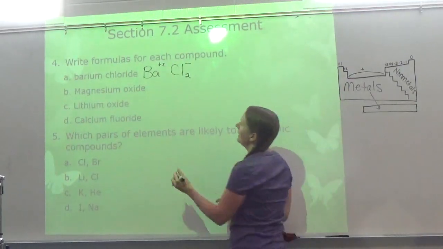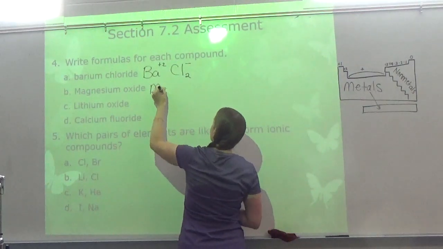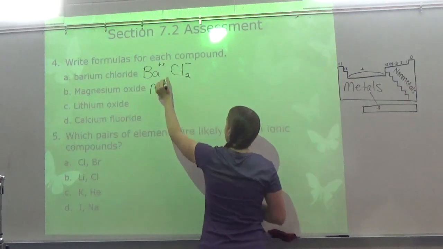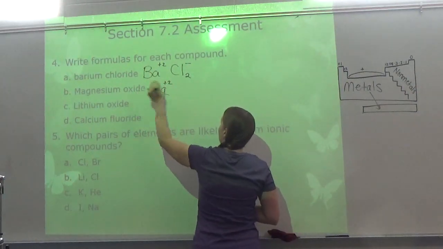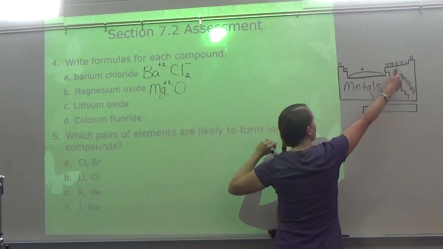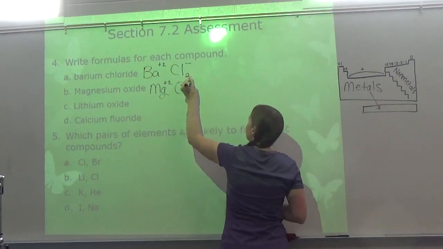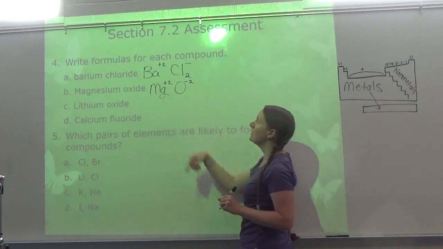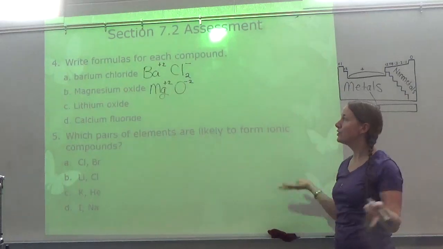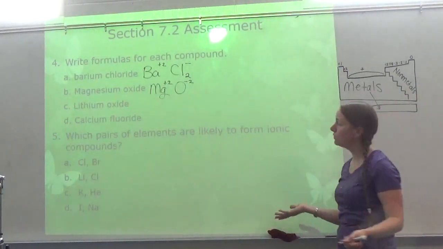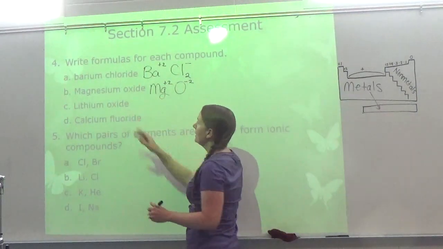All right, next one is magnesium oxide. So magnesium's Mg. It's in group 2, so it has a positive 2 charge. Oxide is just oxygen. It's in group 16, so it has a negative 2 charge. So positive 2 and negative 2, they already cancel, so I don't need to cross anything. It's just MgO.